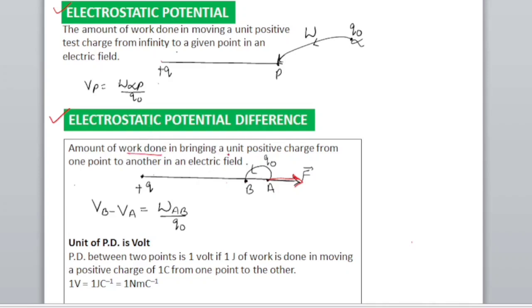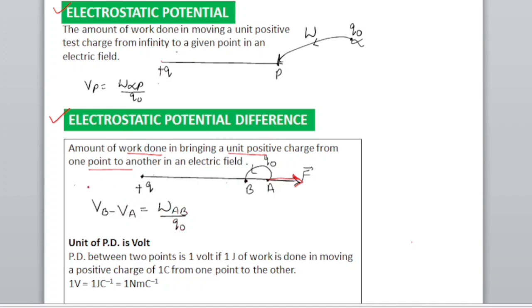The amount of work done in bringing a unit positive test charge from one point to another point in an electric field against this electrostatic force. So you have to move this test charge from A to B. So at point B, potential is higher. So V_B minus V_A equals work done in moving a charge from A to B divided by q naught.